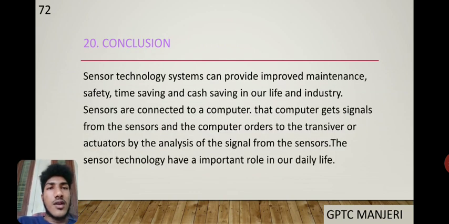Next, this is my conclusion. Sensor technology systems can provide improved maintenance, safety, time saving, and cash saving in our life and industry. Sensors are connected to a computer. That computer gets signals from the sensor, and the computer gives orders to the transceiver or actuator by analysis of this signal from the sensor. Sensor technology has an important role in our daily life.